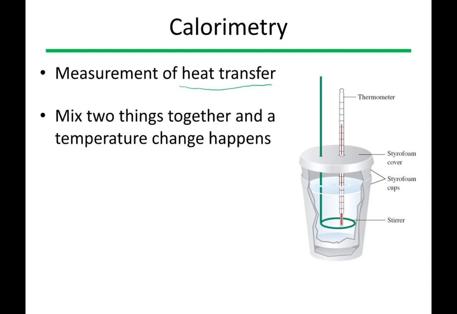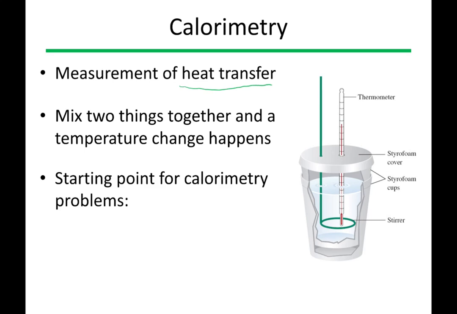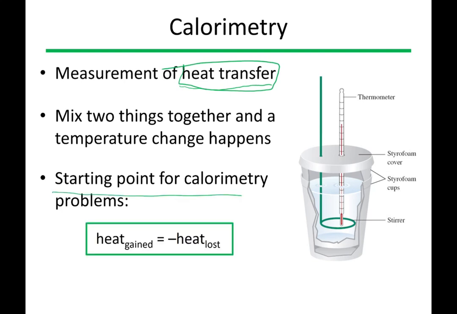One of the ways that we can do this is to mix two things together, and we'll observe a temperature change. So let's say we mix some hot water with some cold water. We know that the cold water will get warmer and the hot water will get colder as they transfer heat in between the two. So since we're looking at heat transfer, to start these calorimetry problems, we'll use this equation.